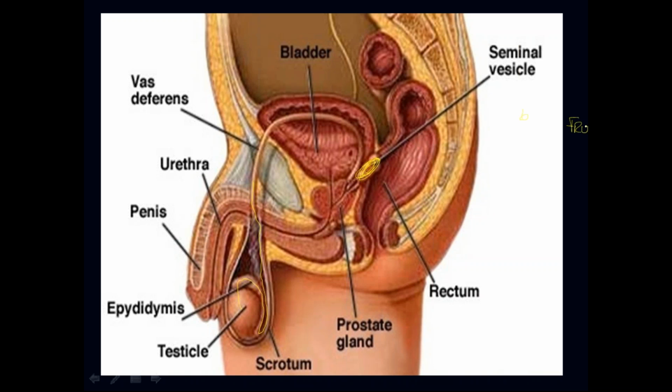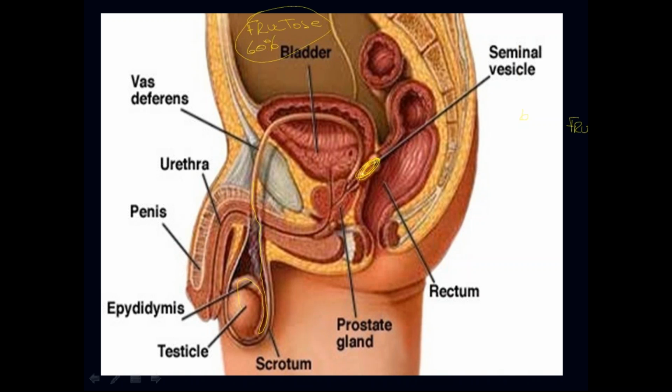This seminal vesicle is going to have fructose, right? Let me write it down here. Fructose is a monosaccharide that gives nutrients to the poor spermatozoids, which need to run a very long way until they go into the fallopian tubes. So here we have the seminal vesicle fluid, and this fluid represents about 60% of all the semen.